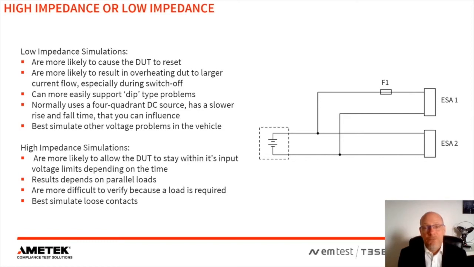The real disadvantage of a high impedance simulation is that it requires some very specific loads to do that. Obviously, if you just go open circuit, there's no real way to verify the fall time. Even in some cases, it's so extreme that you can't even see the dropout. There's no way to verify that. It's more complicated. You usually have predefined loads.